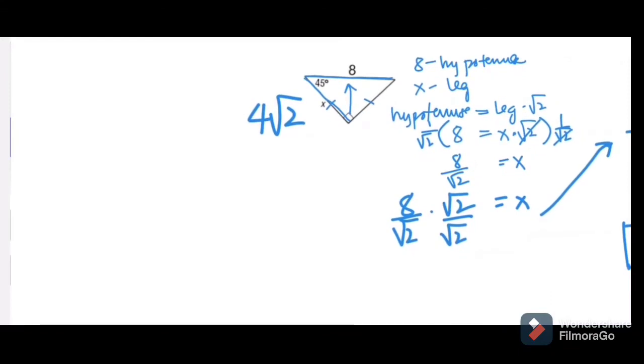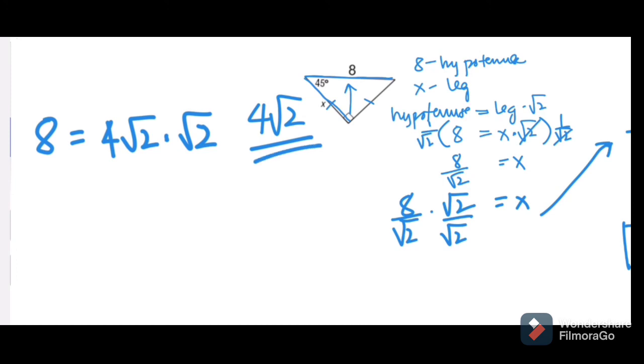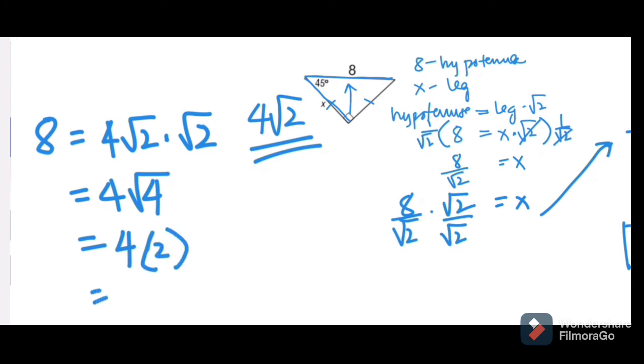To check, let us try hypotenuse 8 is equal to the leg, which is 4 square root of 2, times square root of 2. If this will be equal, then our answer for the side, which is 4 square root of 2, is correct. So we have 4 times square root of 2 times square root of 2, which is square root of 4. That would mean square root of 4 is equal to 2. 4 times 2 is equal to 8. Then, our answer is correct.